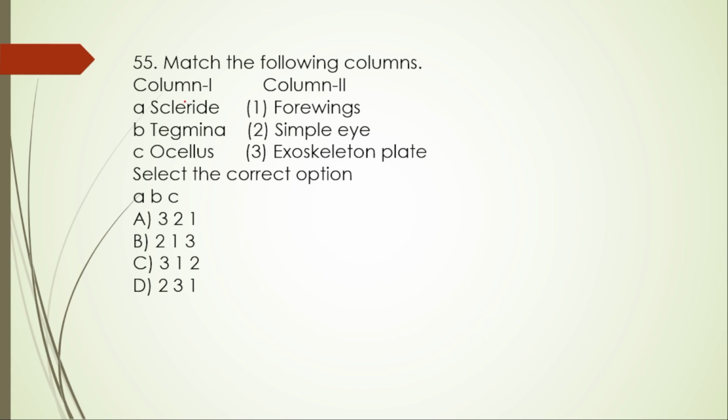Next, match the following column 1 with column 2. Here, sclerite, this is not D, this is T. Sclerite matches with exoskeleton plate, so A is 3. A is 3, so B is no, D is no. Tegmina matches with forewings. B is 1. So C option is right. Here for the 55th, the right option is C.